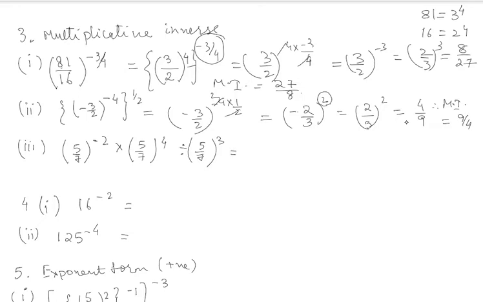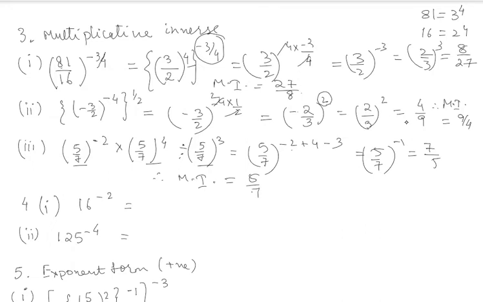Okay, the next question. See, the bases are same, so I can simply add or subtract the powers. (5/7) to the power of minus 2 plus 4 minus 3. Minus 3 because there is a division sign here. So I get 2 minus 3 is minus 1, which is equal to 7/5. Therefore, the multiplicative inverse will be 5/7.